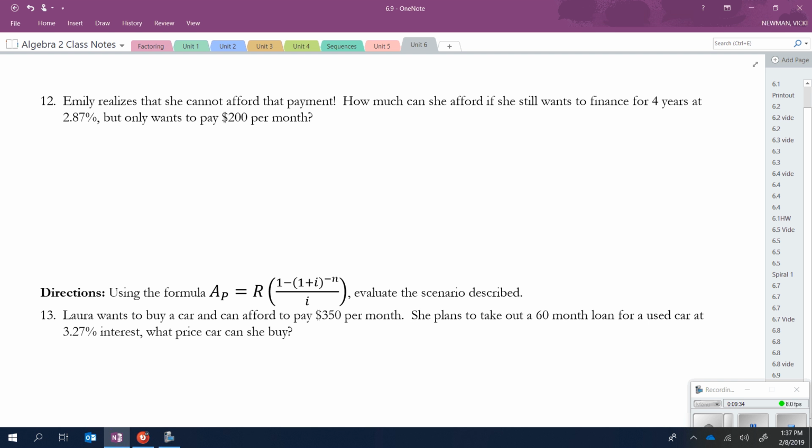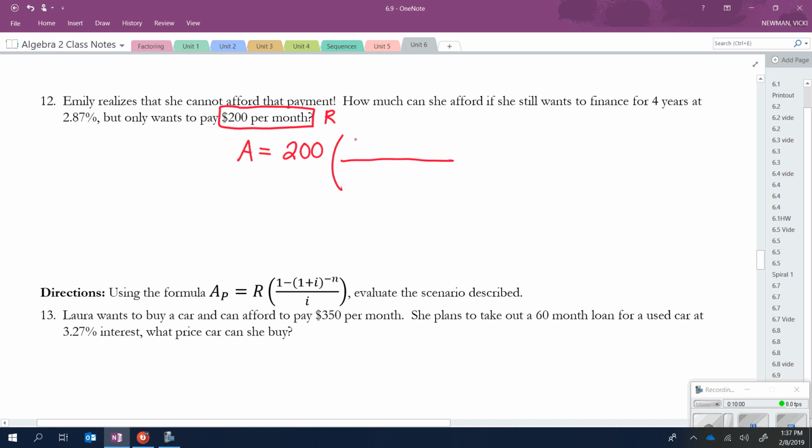So she's going to have to buy a car that's of lesser value, right? She can't get a $12,000 car. So we don't know what her amount is. We see that her payment is $200 per month, so that's R, which means that we're solving then for how much the loan is, for A. So A equals 200, 1 minus 1 plus I, because we still have it stored, to the negative 48 over I, close the parentheses after the negative 48.